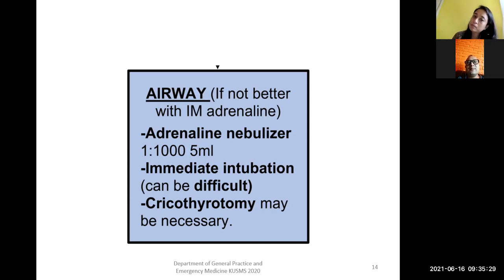In the meantime, the team should be ready with the appropriate equipment and personnel for immediate intubation, which can be difficult as the patient must have developed some form of upper airway obstruction. And in difficult intubation, we might have to go for cricothyrotomy if there is failed intubation.